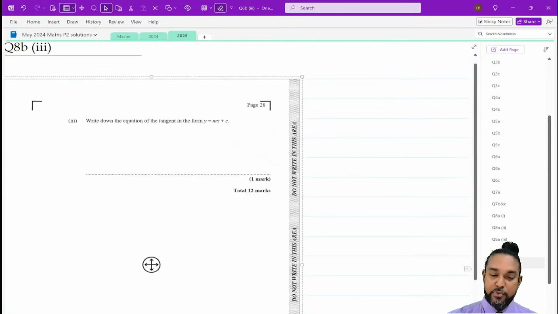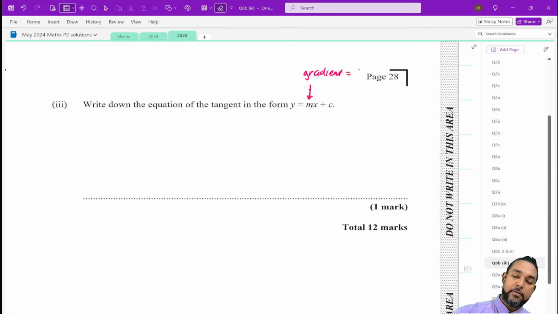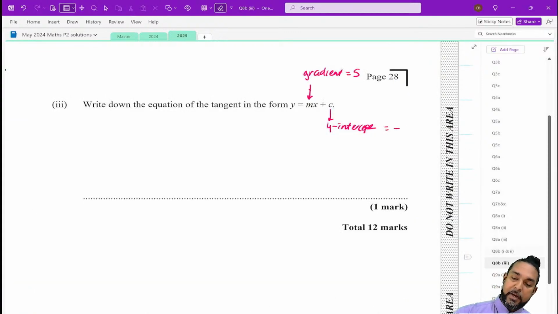So the last piece of this one is: write down the equation of the tangent in the form y equals mx plus c. M is the gradient. And what's the value of the gradient? We just found it: 5. What is c? C is the y-intercept. What is the y-intercept? The point on the y-axis through which the line passes, which is -2. So all we have to do is say that y is equal to 5x minus 2.